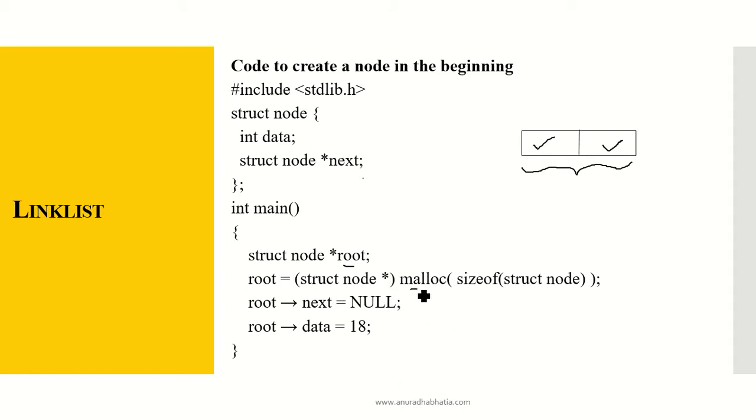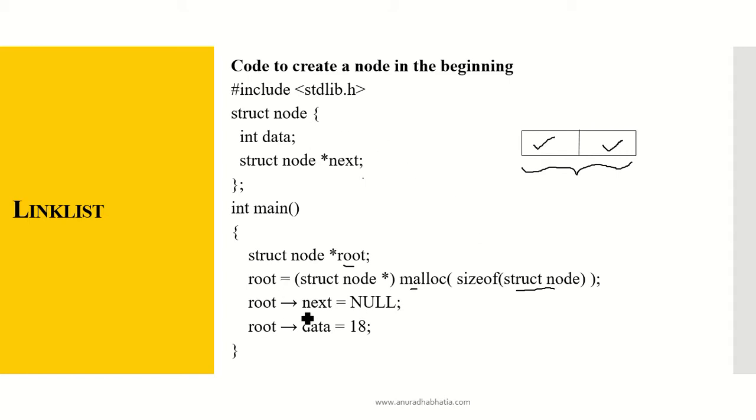Malloc is a dynamic memory allocation, where it stands for memory allocation. So this will dynamically create a memory of the struct pointer type and size of the struct node. So the memory size will be whatever is the size of this structure node, which I create.